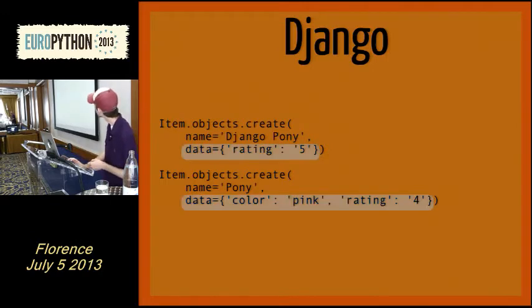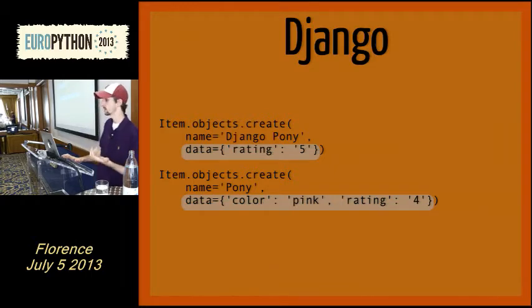And then inserting data, I can create a Django pony. So in this case, in my shopping cart application, I've got customers that rate products. So in this case, I'm going to give the Django pony a rating of 5. And then I'm going to create a regular pony and give it a color. I'm going to give it a pink color and say it's a rating of 4.